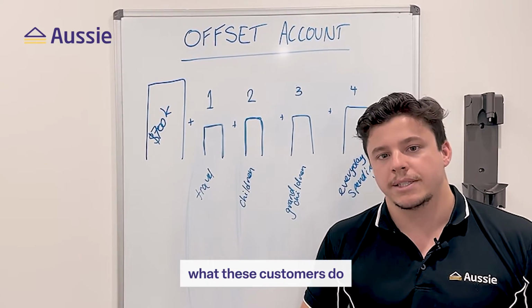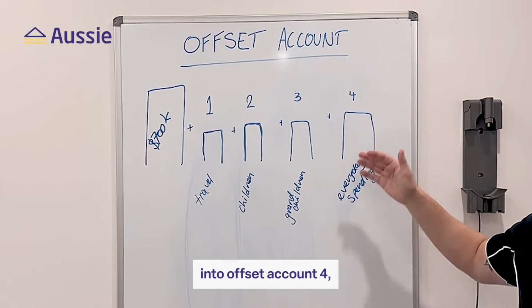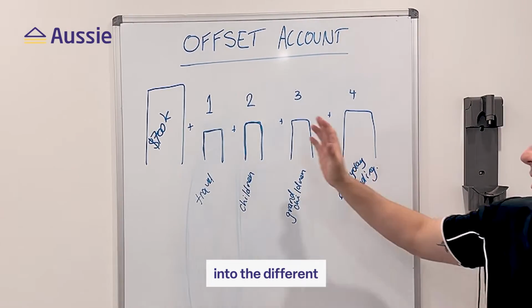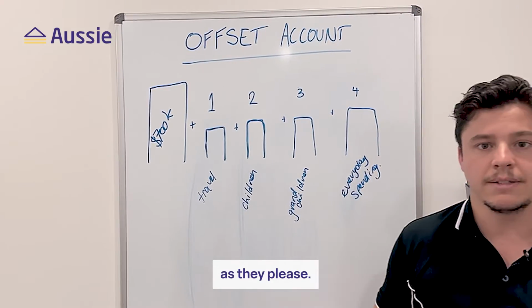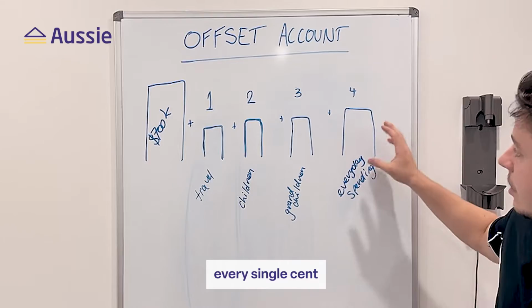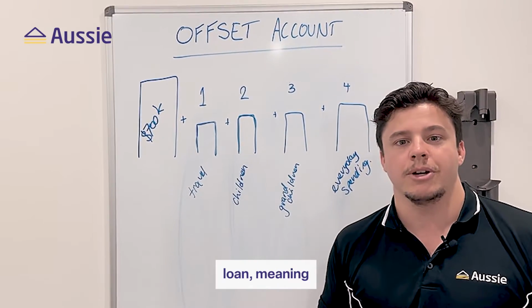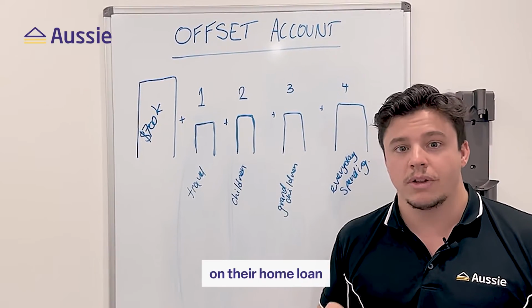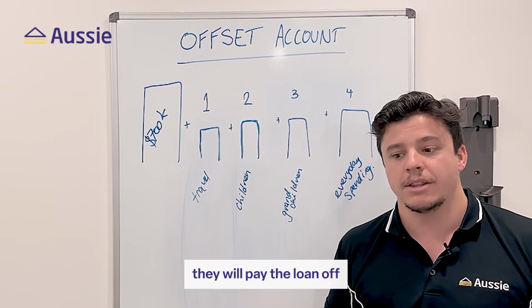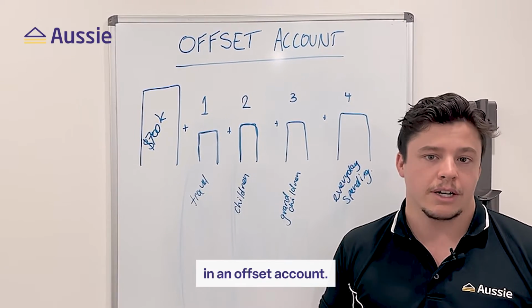So typically what these customers do is that they'll have their salaries paid into offset account 4, and then they can distribute money into the different offset accounts as they please. Now again, the major benefit here is that essentially every single cent that these customers have is offsetting the balance of their home loan, meaning they pay less interest on their home loan and that they will pay the loan off much, much quicker than if they had $0 in an offset account.